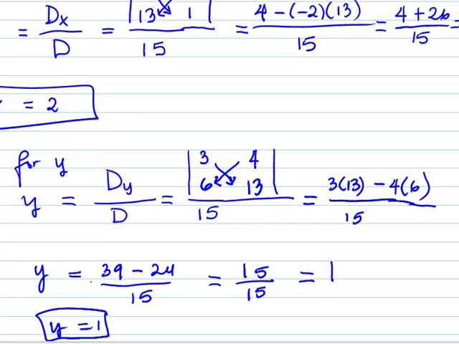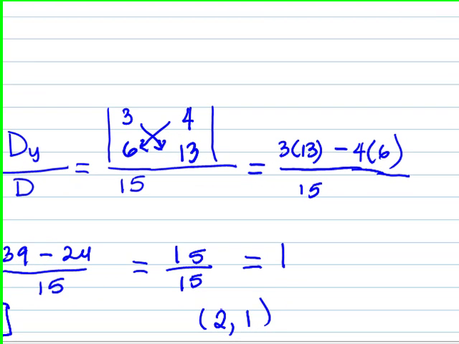If you use the ordered pair to write your answer, it should be (2, 1) for your answer.